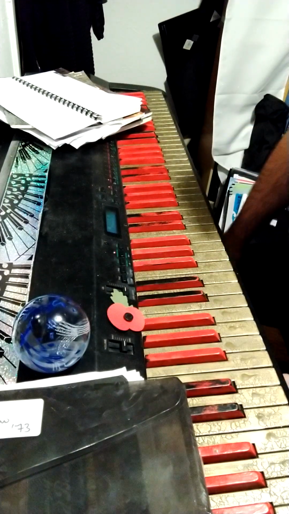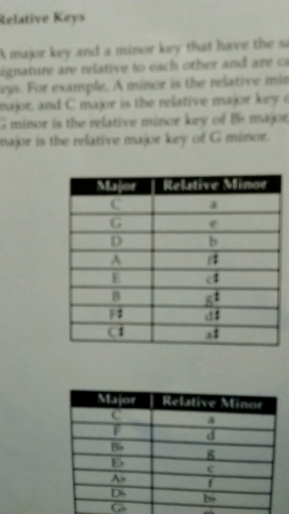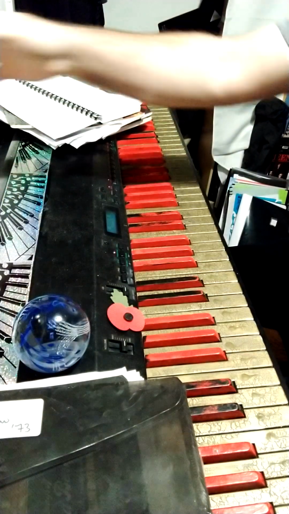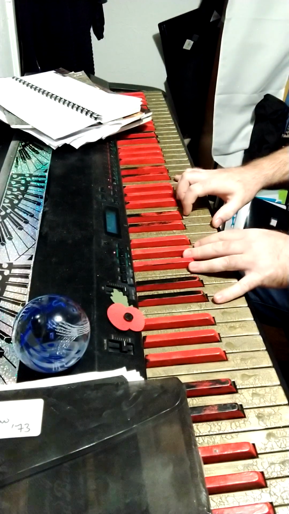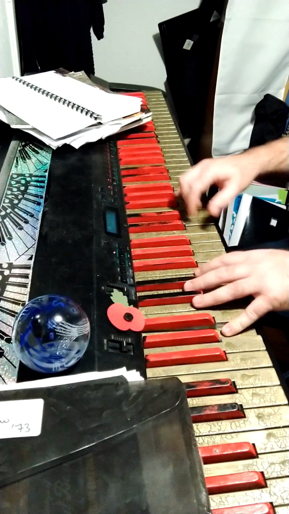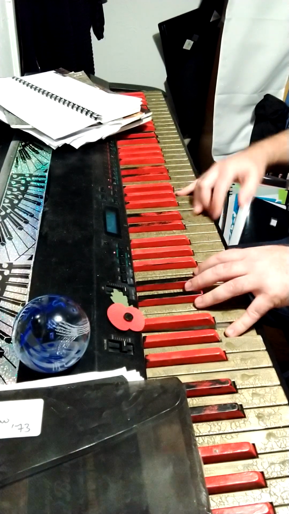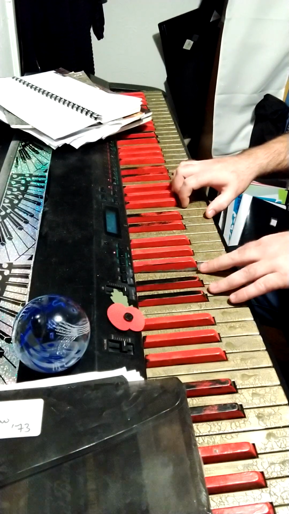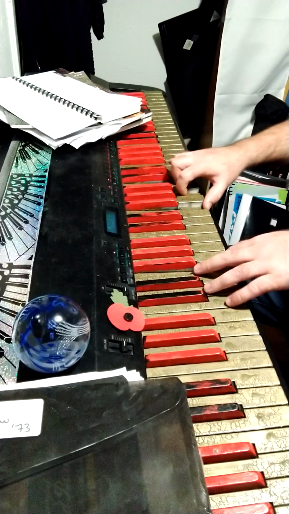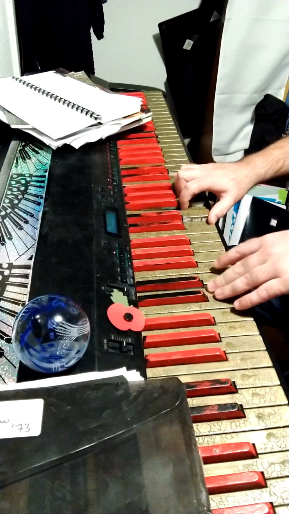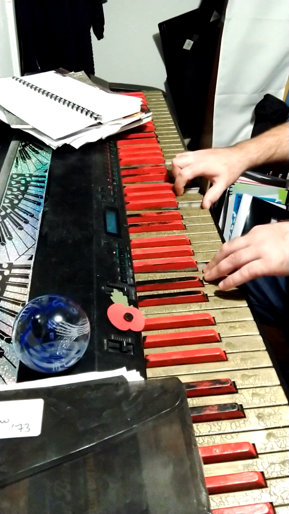And then the flats section. The top section was the sharps section, the one I just played, and this section is the flats section. So C major is the relative major to A minor, no changes there. F major is the relative major to D minor, and D minor is the relative minor to F major.